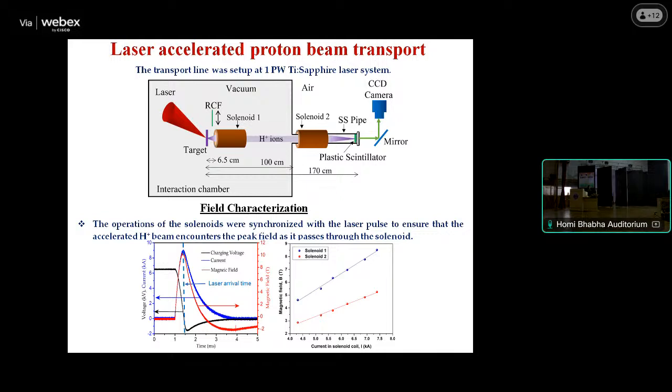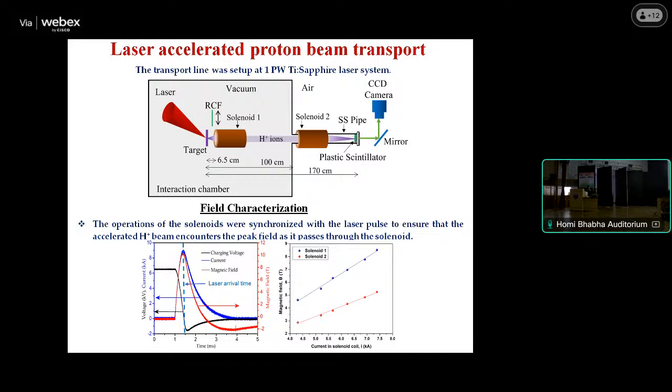The first solenoid was placed inside the vacuum system at a distance of about 6.5 centimeter from the source. This solenoid basically captures the proton beam and collimates it onto the mouth of the second solenoid, which was placed in air at a distance of about 100 centimeter from the source. These two solenoids in combination focus the proton beam onto the focus point at a distance of 1.7 meter from the source, where a plastic scintillator was kept which recorded the proton beam profile in combination with a CCD camera.